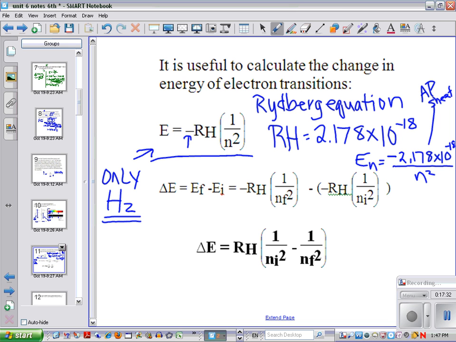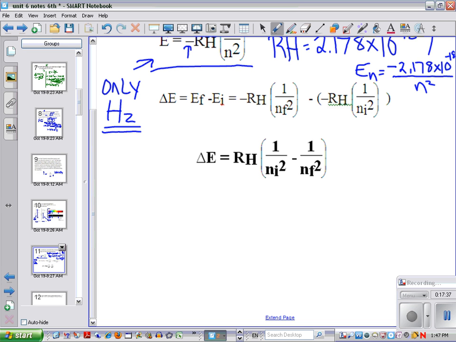Now, what we're talking about when we use the Rydberg equation is electrons changing energy levels, that one electron in hydrogen changing energy levels. So in order to determine how much energy is either released or absorbed, if the electron is going up in energy level or coming back down in energy level, you just need to take the energy at the final energy level minus the energy at the initial energy level. It's always final minus initial.